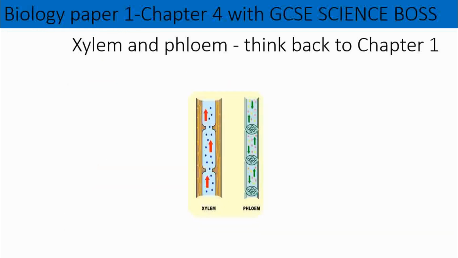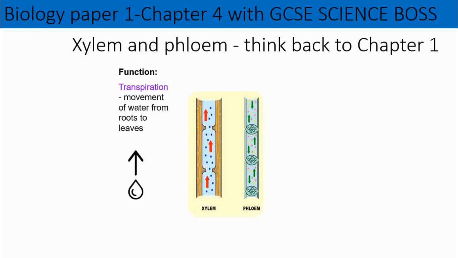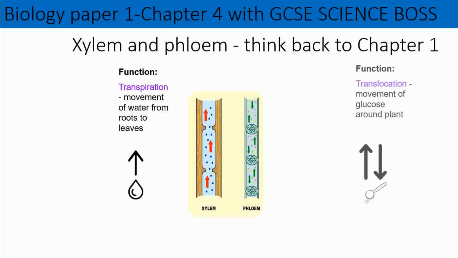All right. Now, we've looked at the xylem and the phloem. If you watched my chapter 1 video, okay. If you haven't, please go back and have a look. So these are specialized plant cells. Okay, good. The xylem is responsible for the movement of water from the roots to the leaf, whereas the phloem, it moves glucose, it moves the food, okay, throughout the plant, and that process is called translocation. Okay, good. And transpiration is the movement of water from the roots to the leaf.